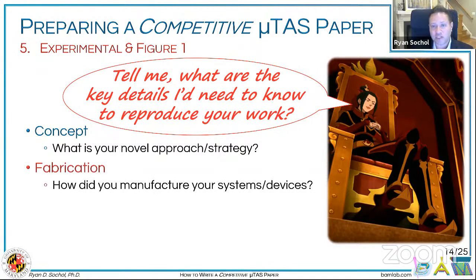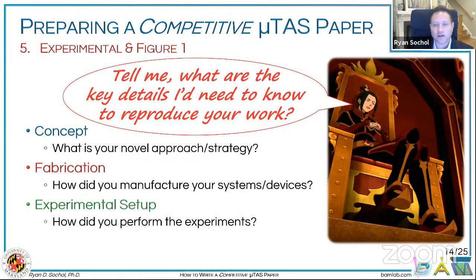Next is going to be fabrication. So what are the key fabrication details? A lot of times this can be easy. If you're using soft lithography, you can just cite a soft lithography paper. If you've already presented the basis of the fabrication process, you can cite your prior work here. That could be helpful. Another part is the experimental setup.